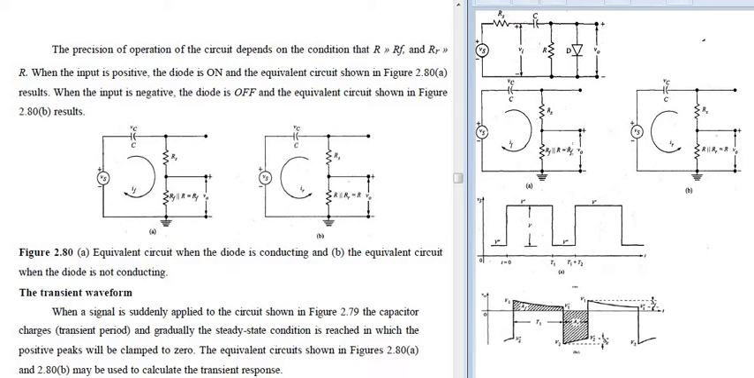So the very first condition is that your total resistance should be greater than your forward resistance. Okay, that is the first condition, and the second condition is that the reverse resistance should be greater than your total resistance. If your total resistance is greater than your forward resistance, then whatever input you have applied will be in the positive peak or the positive part, and the diode will be in the on condition. So if the diode is in the on condition, your circuit will be shown like this. This is how your circuit will be working in the forward direction.